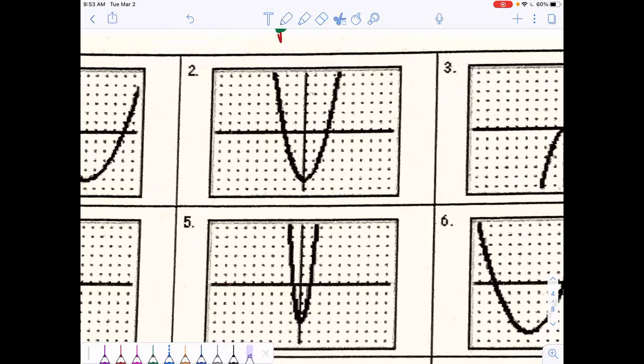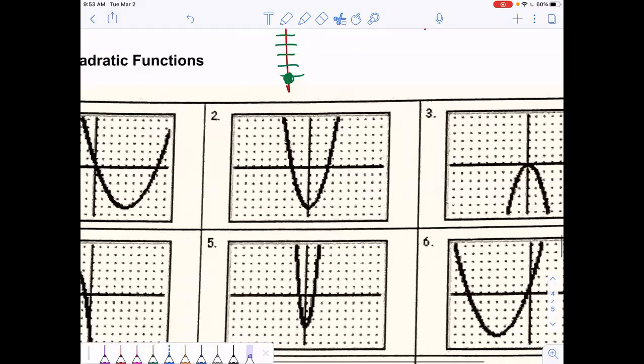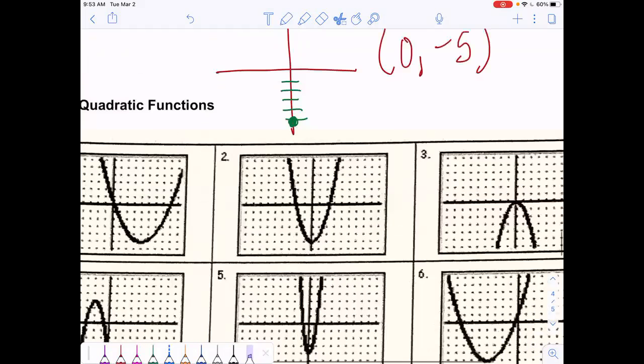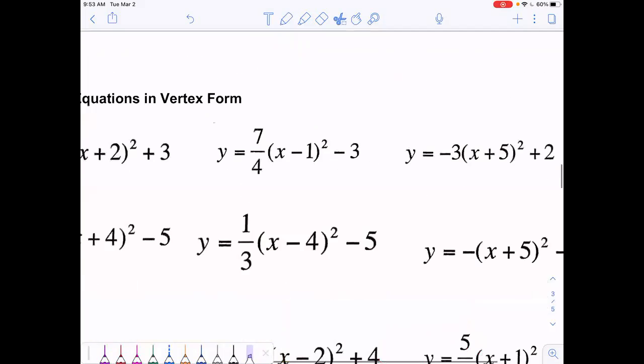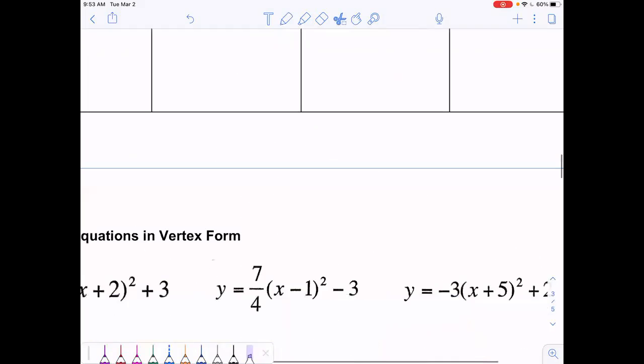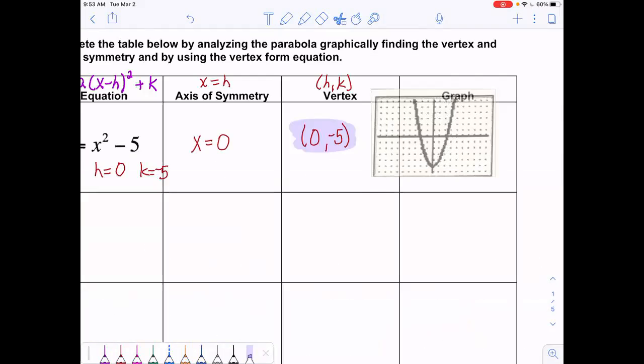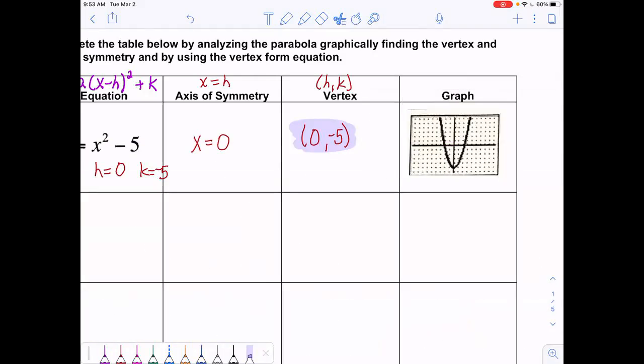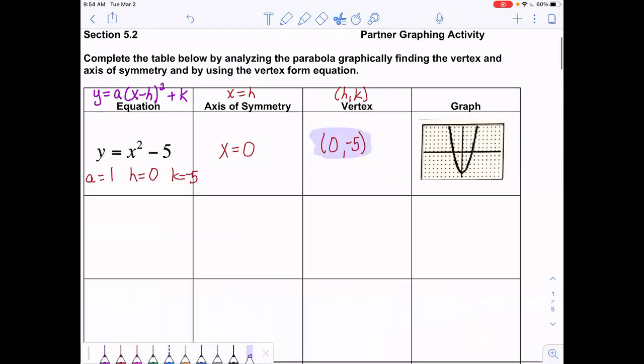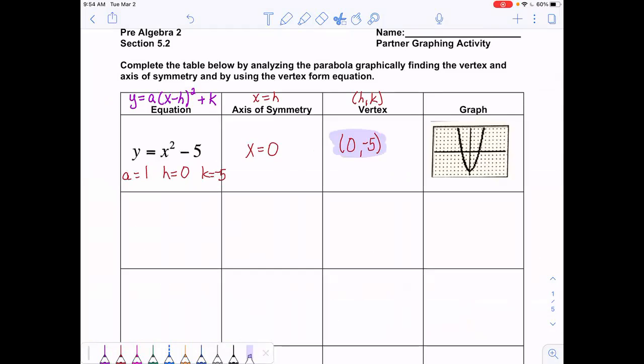So here's where the cutting part works. I'm going to cut this out, copy it, and then come back to my original and paste my image. And now I have my equation and graph matched.